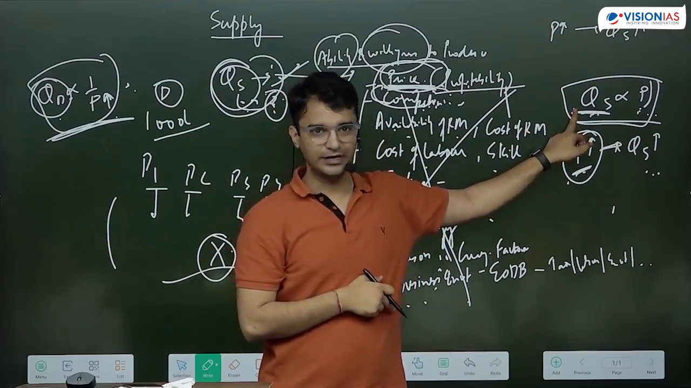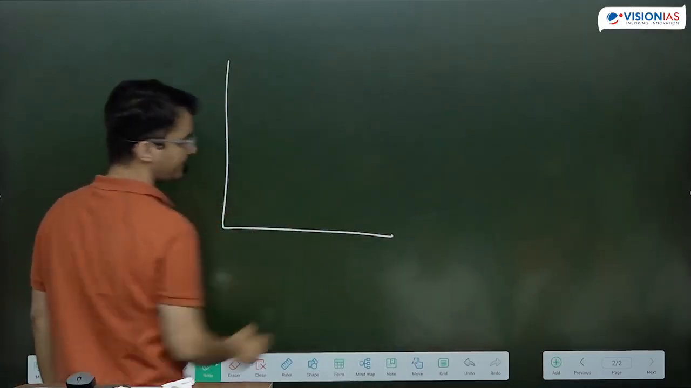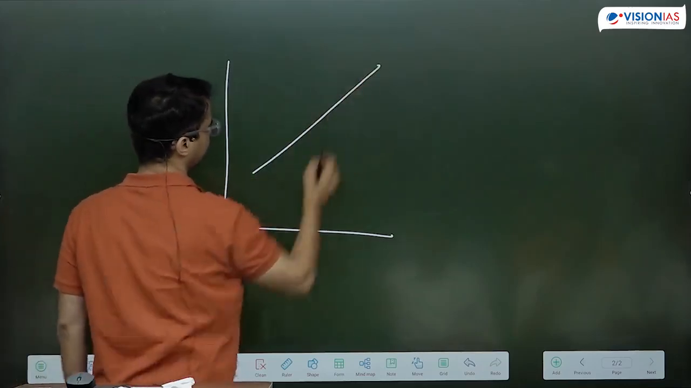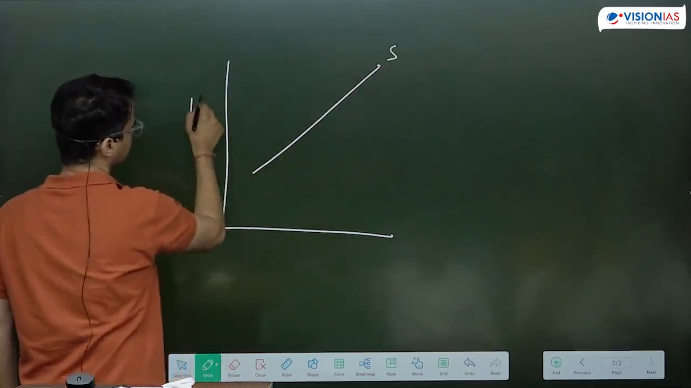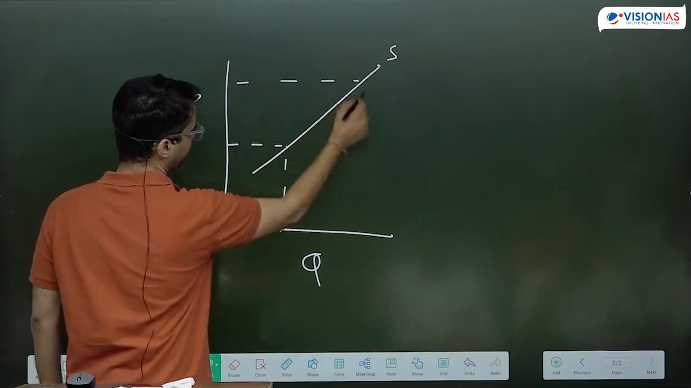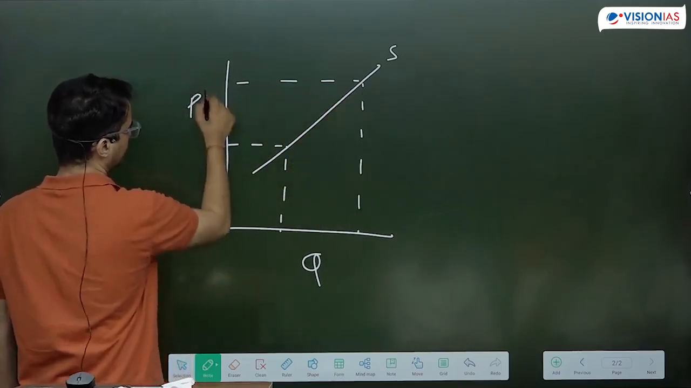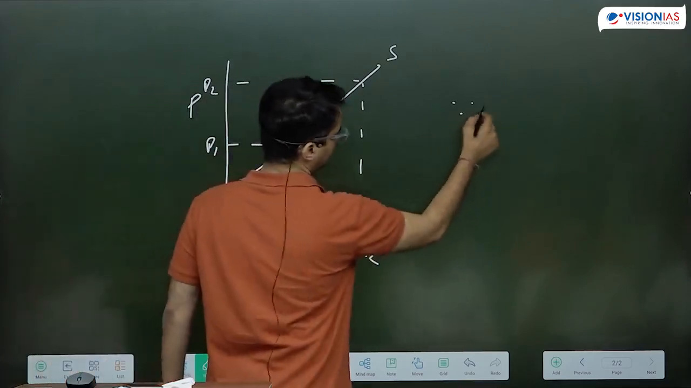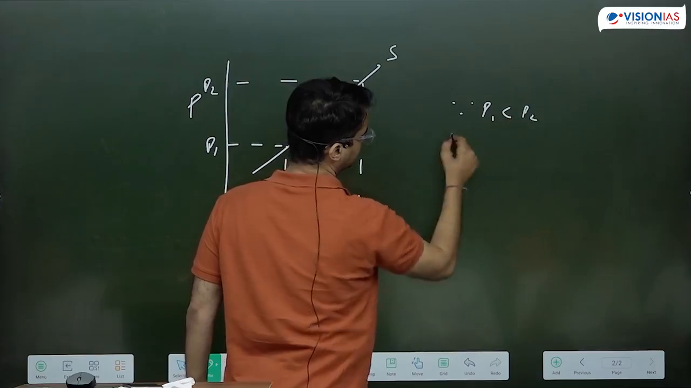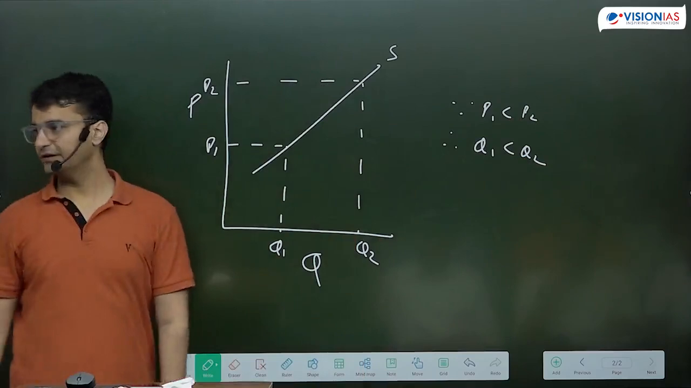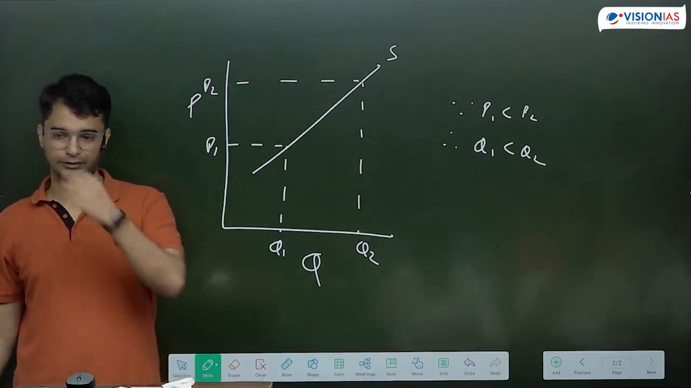Clear? सबको आ रहा है समझ में? ग्राफ इजीली ड्रॉ कर सकते हो. Upward sloping, downward sloping. Upward sloping. This is how we draw the supply graph. This is supply. This is price on the y-axis, quantity on the x-axis. Since P1 is less than P2, therefore Q1 is less than Q2. This is our supply graph. Clear to everybody? ठीक है, लिखो, राइट डाउन.